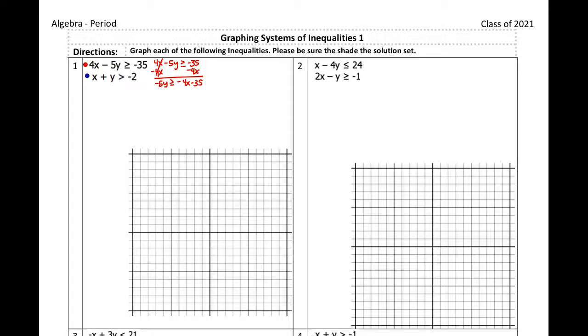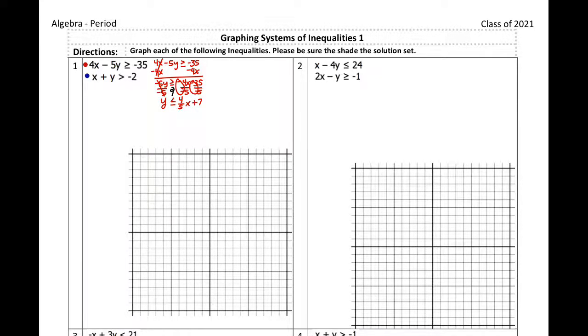The last thing I would need to do in order to solve this for y is divide everything by negative 5. When I do this, my symbol has to flip because I'm dividing by a negative number. So it's no longer greater than or equal to, it's now less than or equal to. I have my negative 5 and negative 5 canceling out, so I get y is less than or equal to, a negative divided by negative is positive, so 4/5 x. And then a negative divided by a negative is a positive, plus 7.